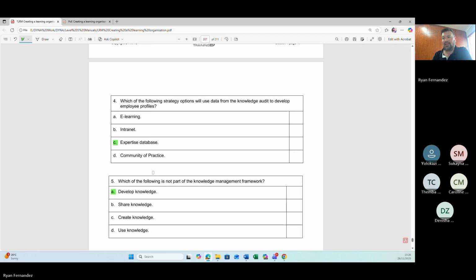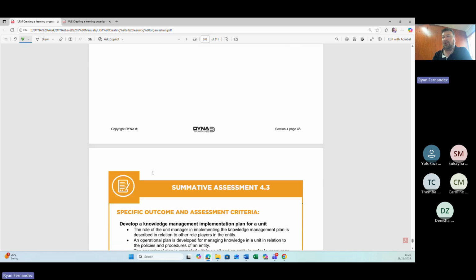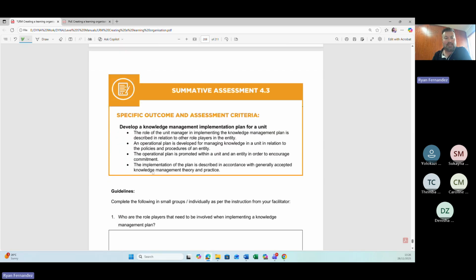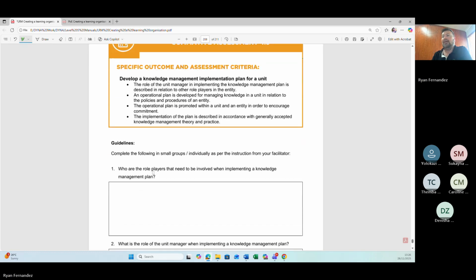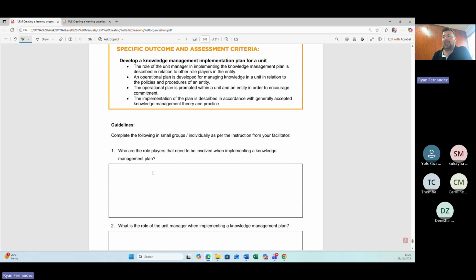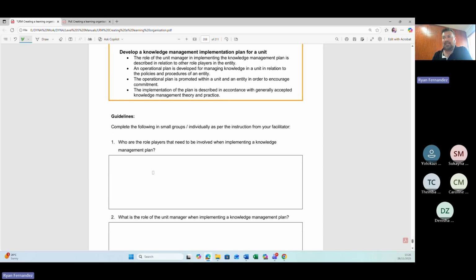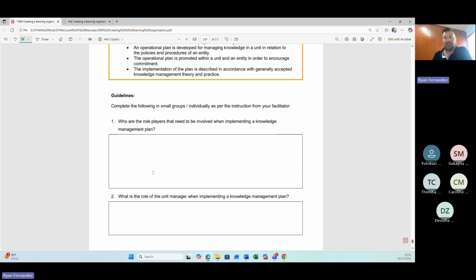Okay, great. So now we are moving to the last exercise that we have, and that is summative assessment 4.3. So here we go. Complete the following in small groups or individually as per the instruction from your facilitator. So we're going to do this individually. We're in different organizations. Who are the role players that need to be involved when implementing a knowledge management plan? So who are the role players?